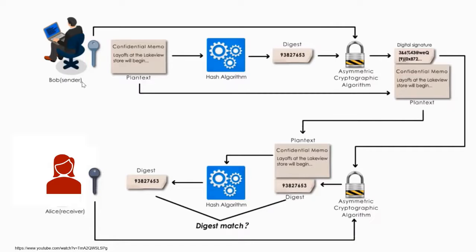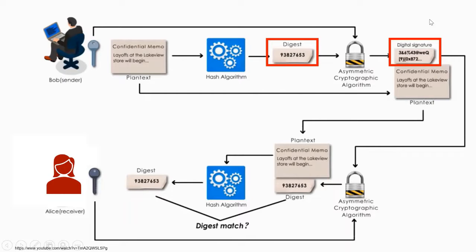So imagine Bob here wants to send a message to Alice. This is the message, for example. So first of all, they have to compute the hash of this message using a hash algorithm. This is called the digest, and it is here. Then they actually need to encrypt the digest. So they use the public key of the receiver to encrypt the digest. This is called the digital signature. And they send the digital signature with the message.